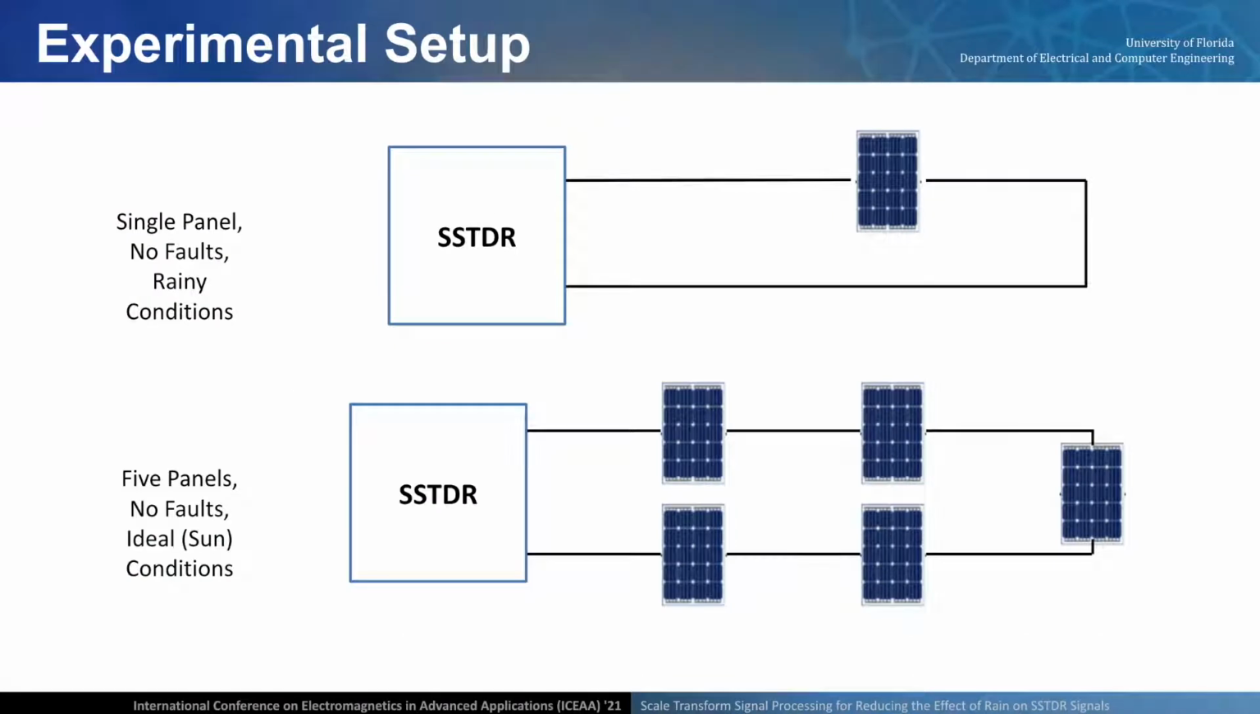Now we'll look at some of the experiments we've done. So first, we start off with a single panel with no faults under rainy conditions. We'll then move on to a 5 panel setup with no faults in ideal sunny conditions with no rain.